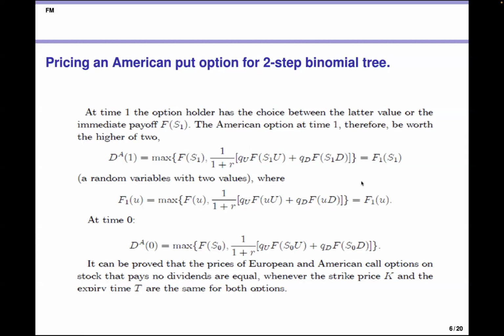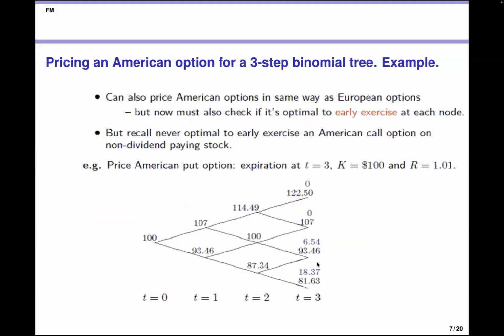And after that it is a random value because we have two values, for u and for d, and we work backwards to the initial point. We need to compute this using the binomial tree for this example.